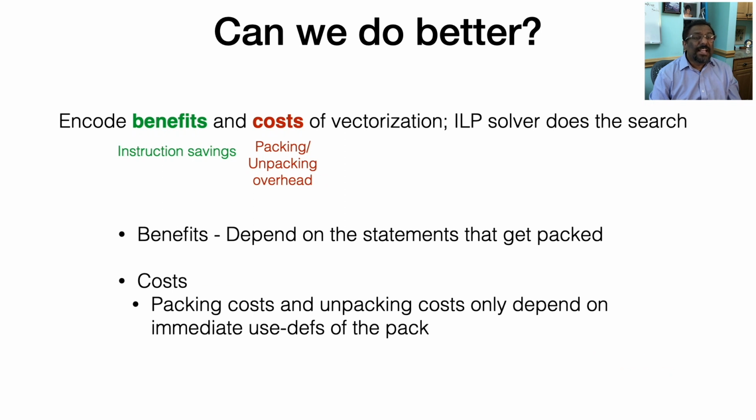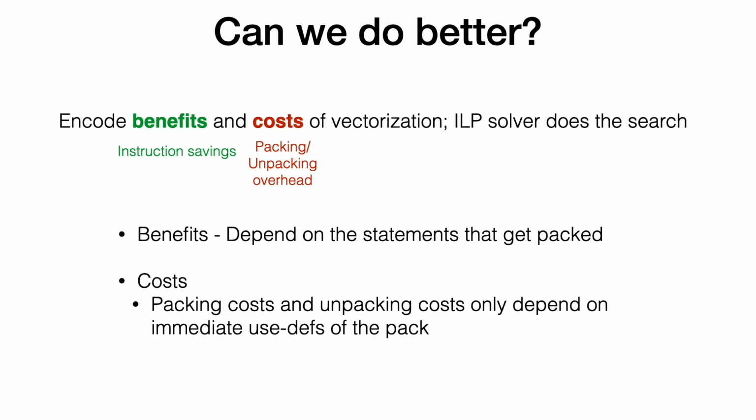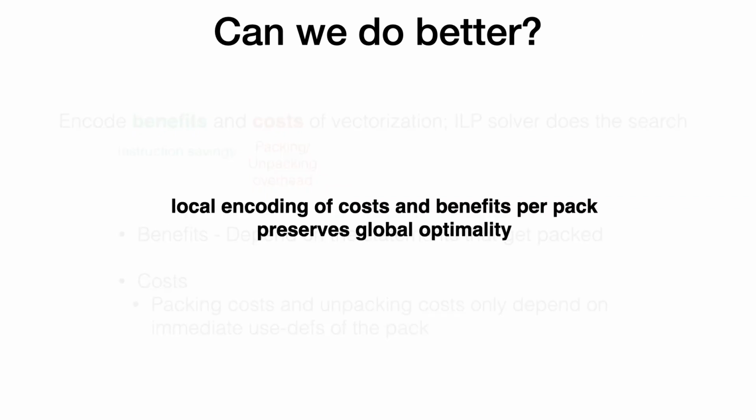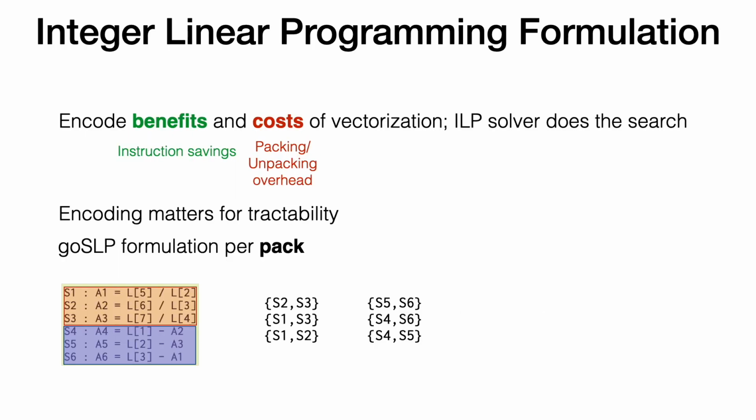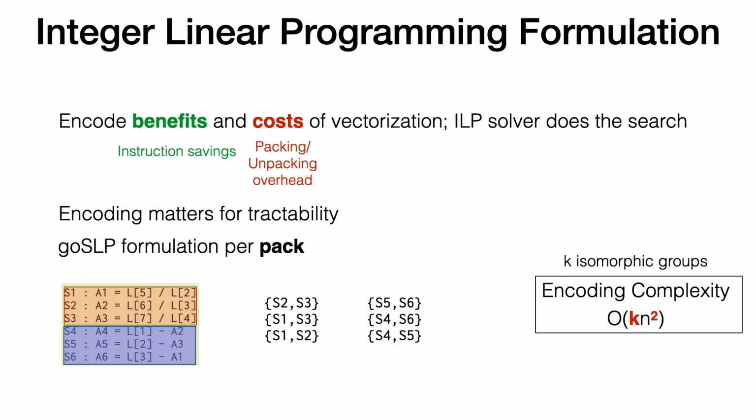So what we did is look at how we can do better. One insight is that this cost depends only on the locality of the instruction, only the neighbors that are impacting the cost. So instead of trying to formulate a global problem, can you break it up into a bunch of local problems? So we came up with a newer encoding in GoSLP. What we look at is each pack separately. By doing that, we can get encoding complexity of k times n squared. So now it suddenly goes from exponential to quadratic, and this is a lot more tractable.